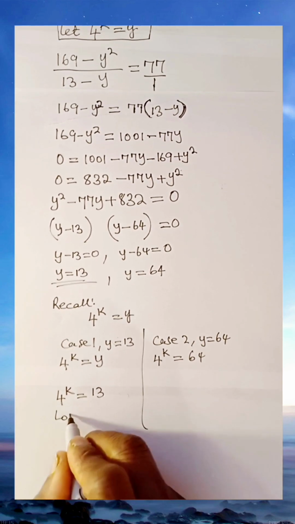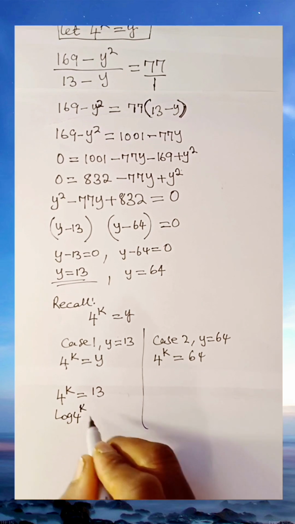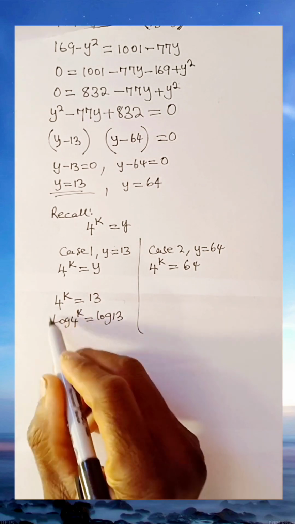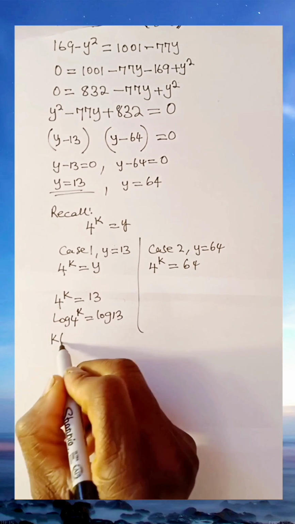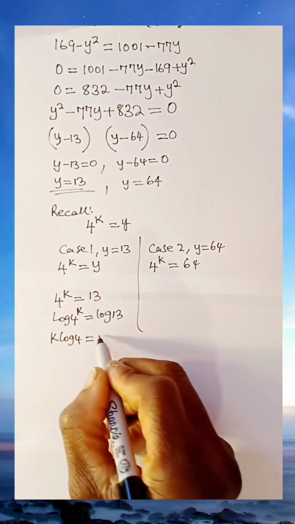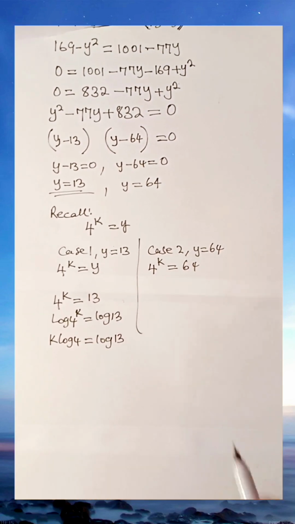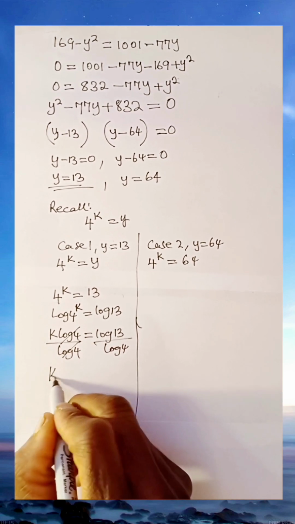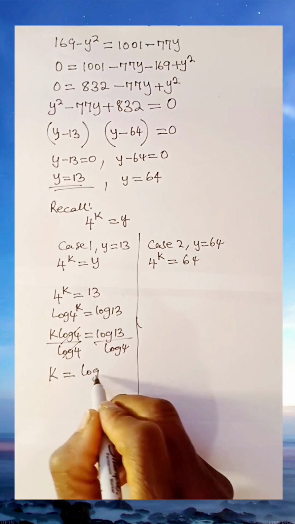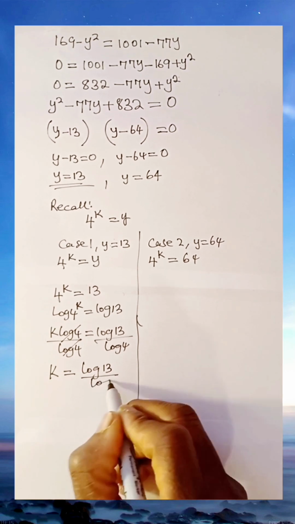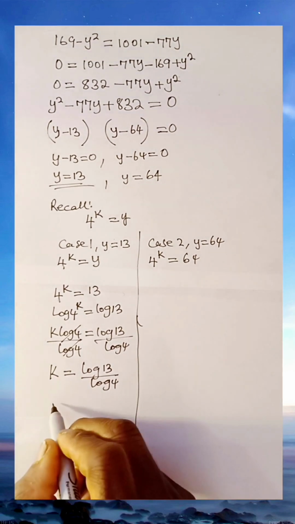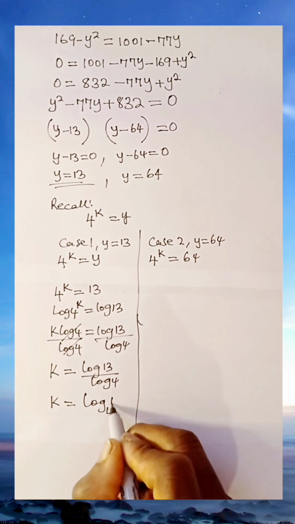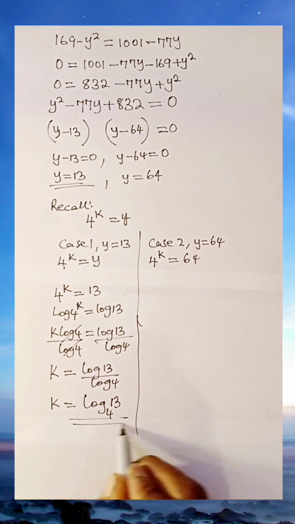We have log of 4 raised to the power of k is equal to log 13. This power will come to the front. We have that k log 4 is equal to log 13. Let us divide both sides by log 4. Log 4 will cancel log 4. We have that k is equal to log 13 divided by log 4, and this is equal to log base 4 of 13. So this is the value of k.